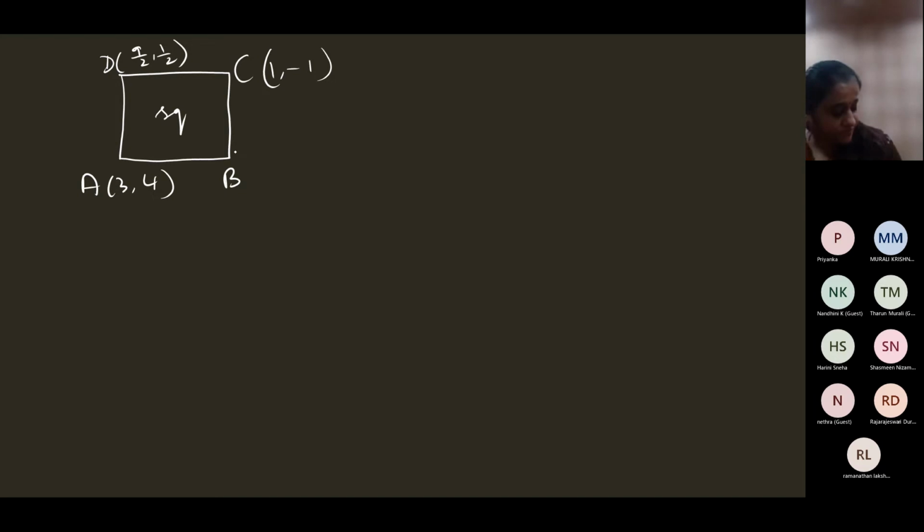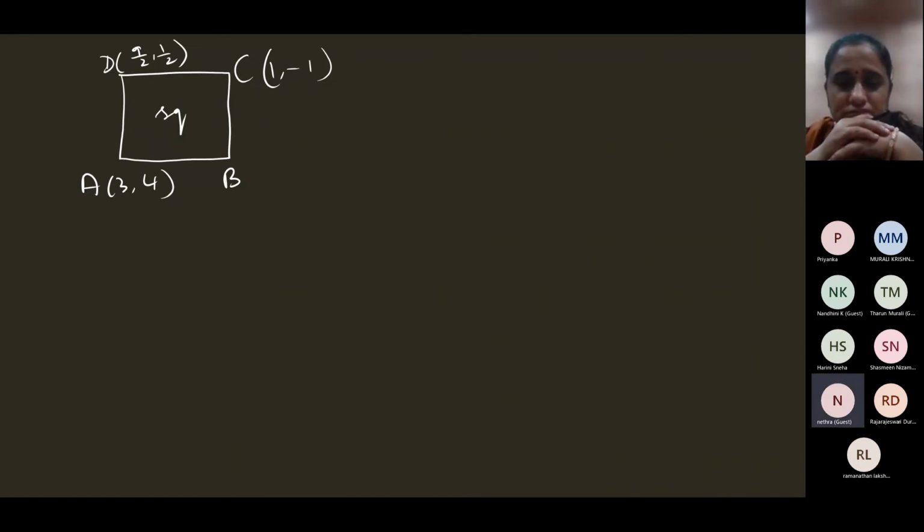Find the coordinates of B. Given 3, 4; 1, minus 1; and 9/2, 1/2. Yes, children, find the coordinates of B. What's the idea? Distance formula. Distance formula. Okay. I just want the idea. Maybe you can complete it.